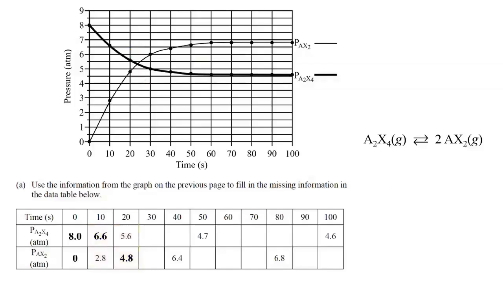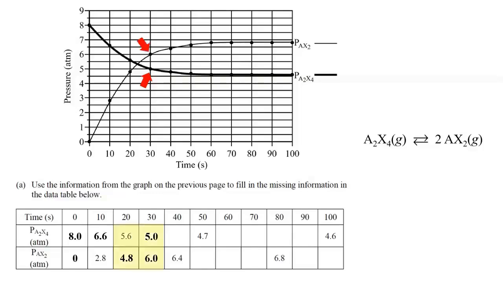Now, at 30 seconds, the pressure of the reactant and the product can be easily read from the graph because they're exactly on the line at the whole number. So the pressure of the reactant A2X4 decreases to a value of 5 atmospheres, and the pressure of the product AX2 increases to a value of 6 atmospheres.